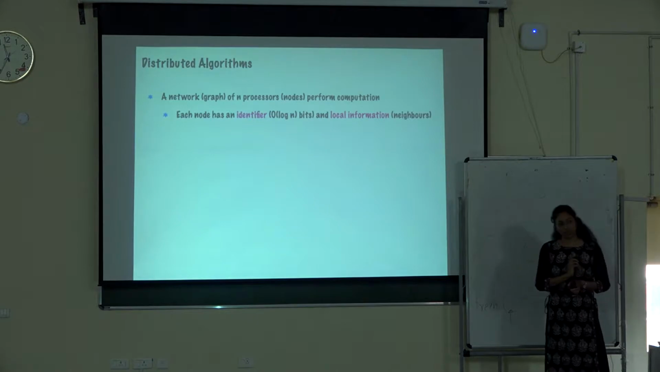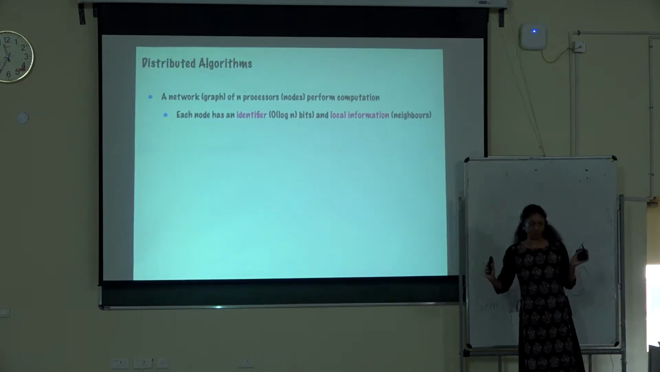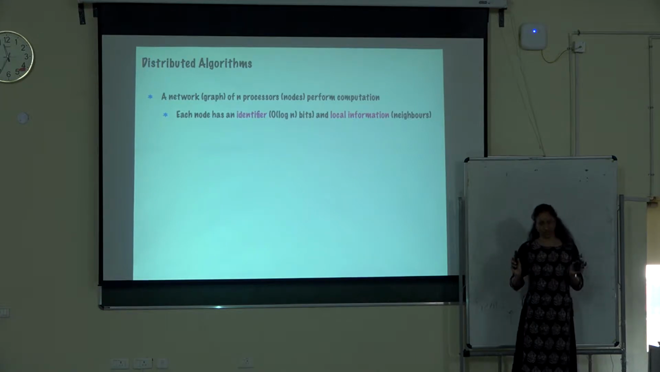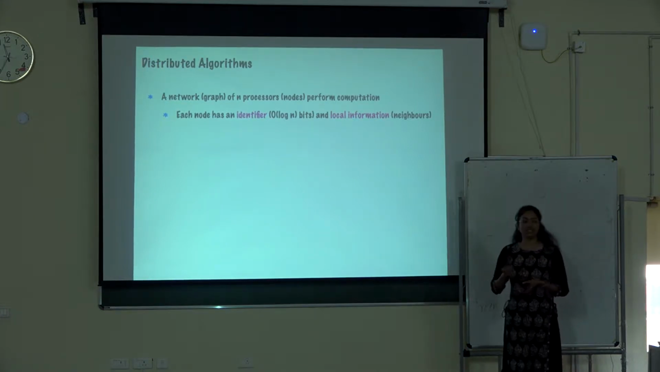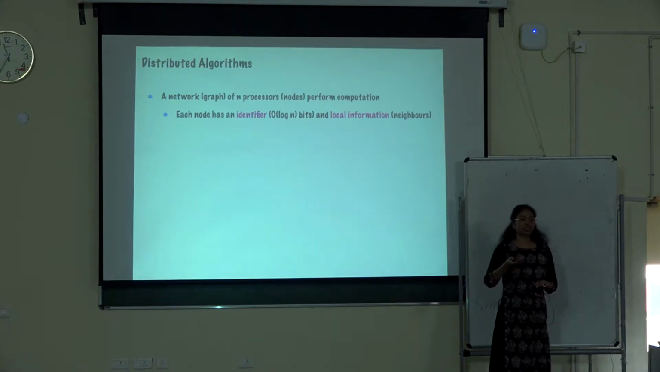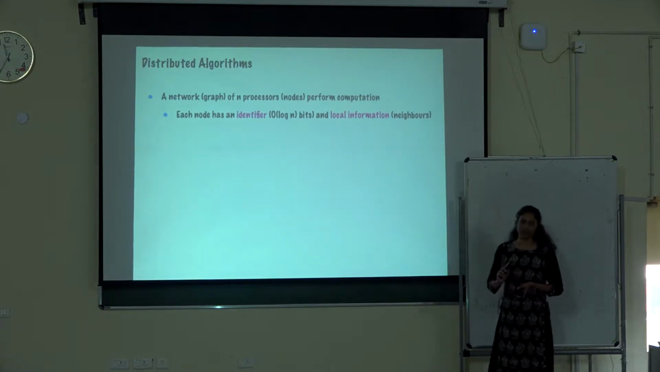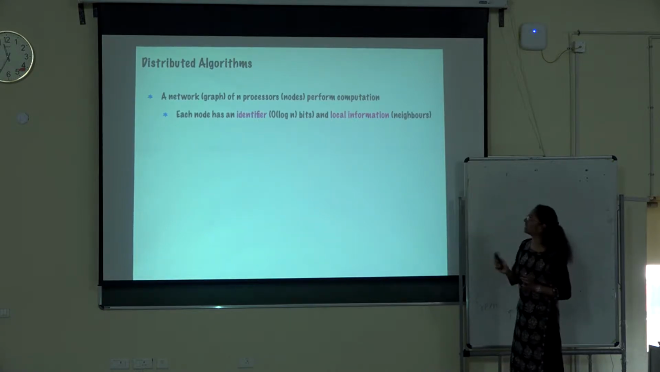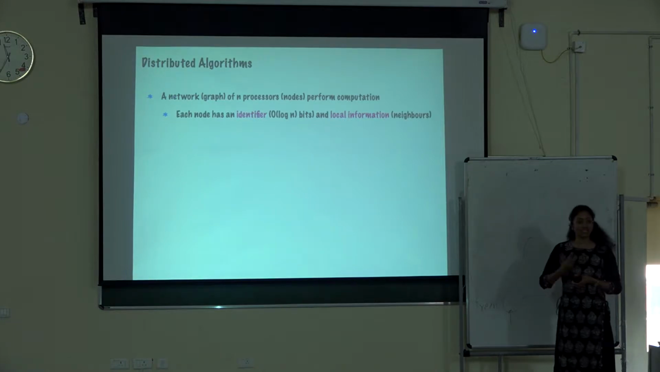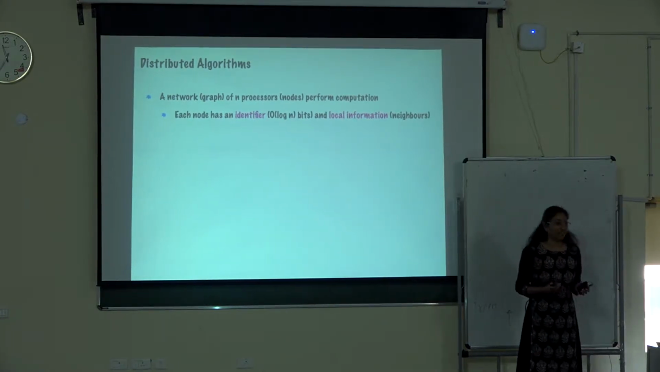Right. And I'm going to use node, vertex, and processor interchangeably. Okay? And network and graph interchangeably. And each node has an identifier. Let's say there are n nodes or n processors in the network, and each processor has a unique ID, and the ID is of log n bits. That much information the processor, or node, has. And what else does it have? It has only local information. That is, it knows about its neighbors, nothing else.